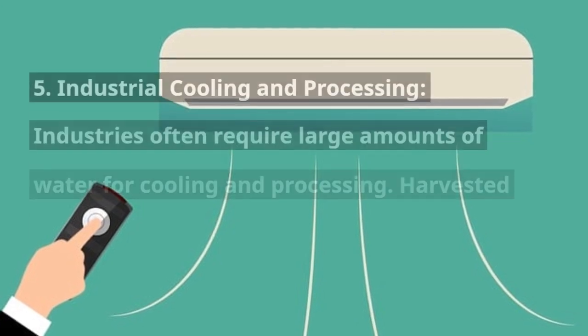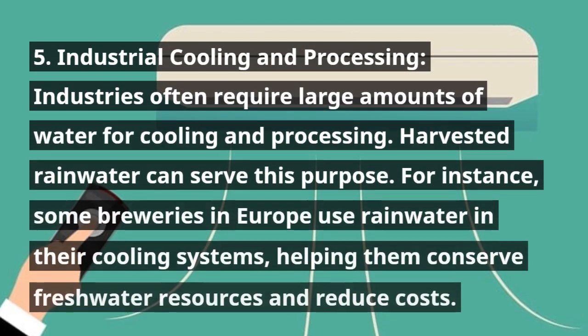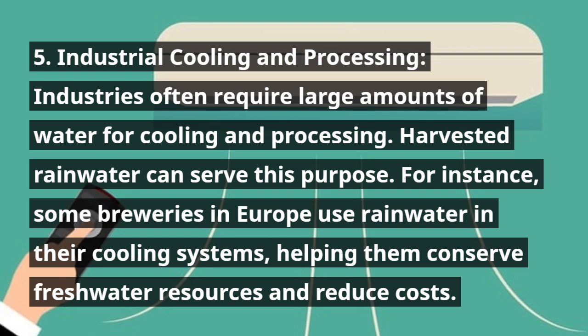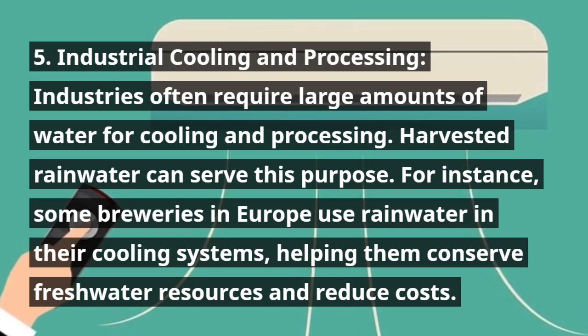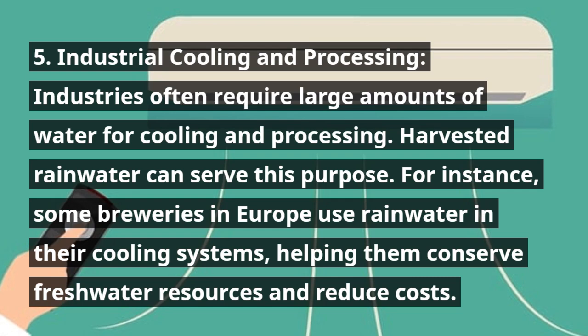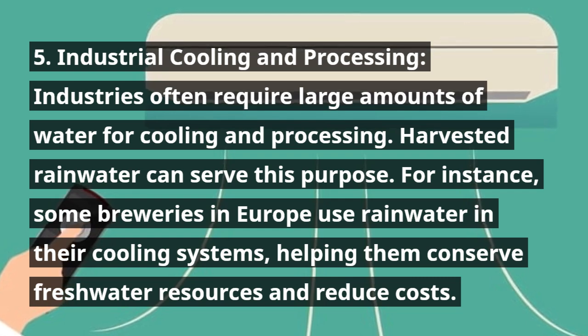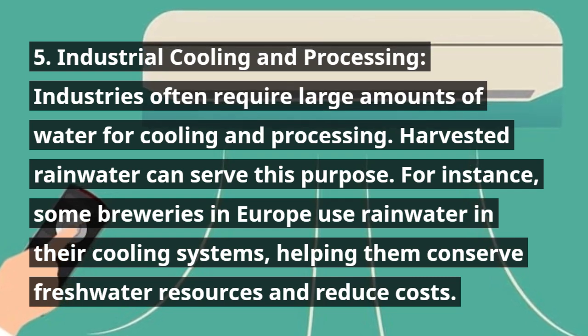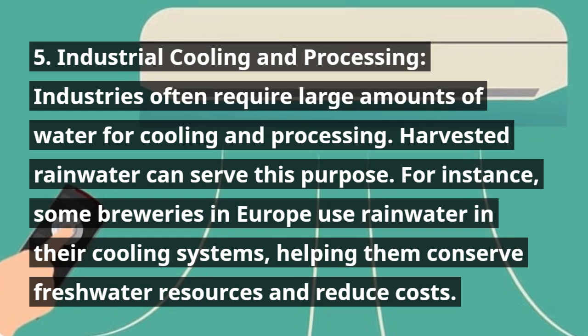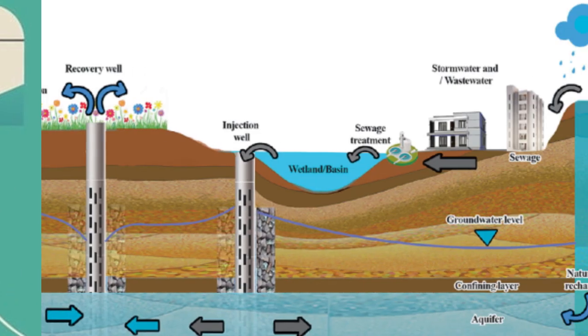5. Industrial cooling and processing. Industries often require large amounts of water for cooling and processing. Harvested rainwater can serve this purpose. For instance, some breweries in Europe use rainwater in their cooling systems, helping them conserve freshwater resources and reduce costs.